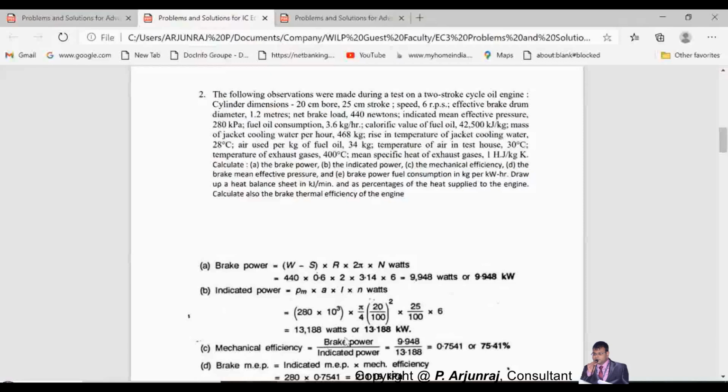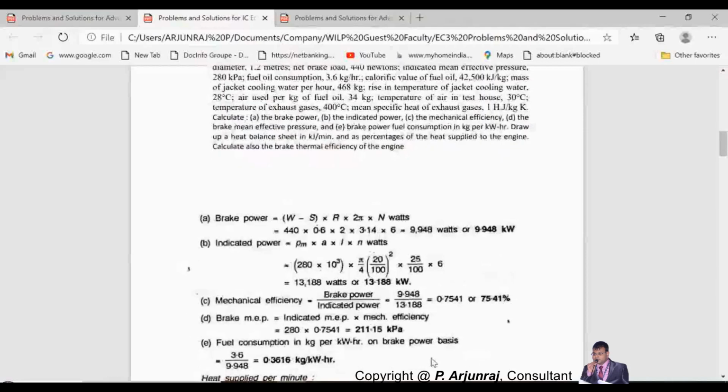The same formula as you did in the last problem. The mechanical efficiency is nothing but brake power by indicated power. You know the brake power is 9.9 and the indicated power is 30. When you do this, you get this as a fraction, so you need to multiply by 100 to get the percentage.